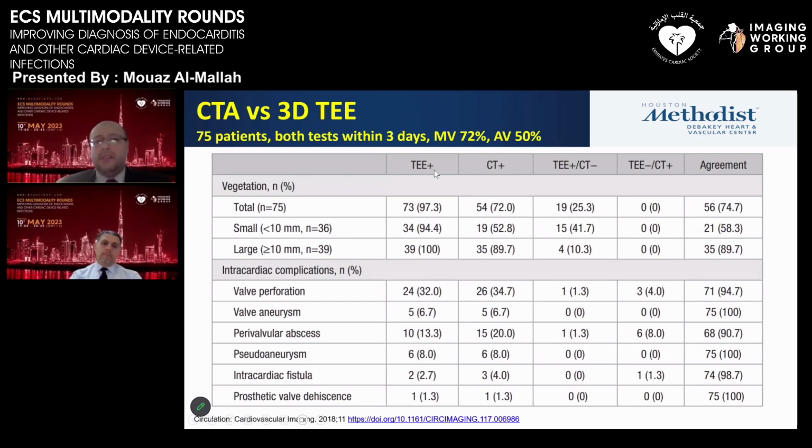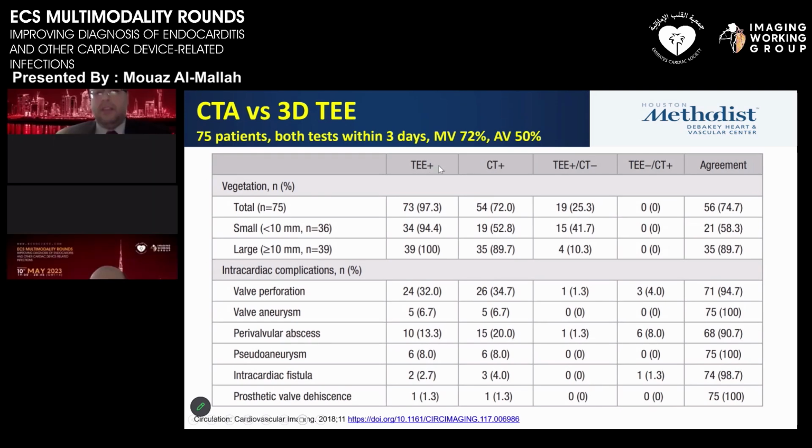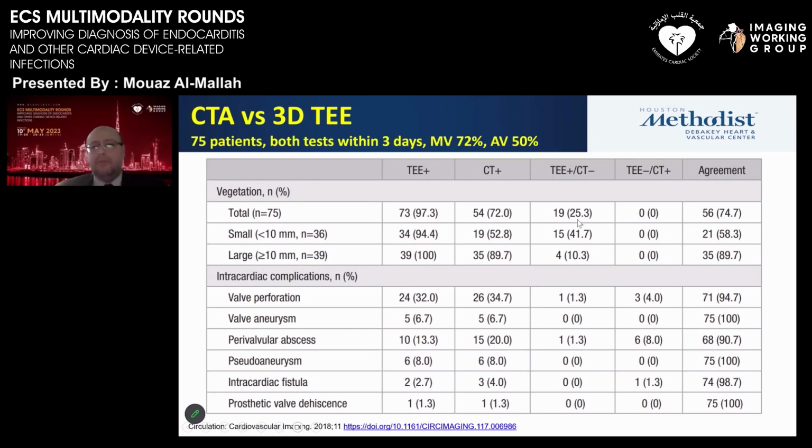So where is TEE, where is CT? Obviously, there's complementary information. This is a nice study where they looked at 75 patients. Both of them had both tests, CT and TEE. Most of the studies were positive on both of them. But the discrepant studies, the TEE positive but CT negative, had mostly small vegetations. So CT can miss a small vegetation.